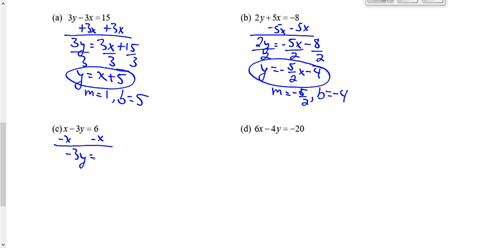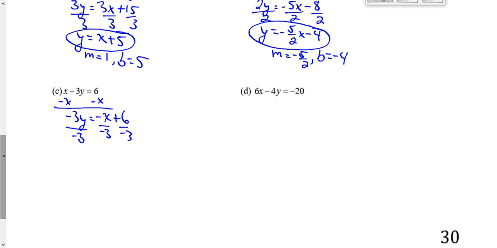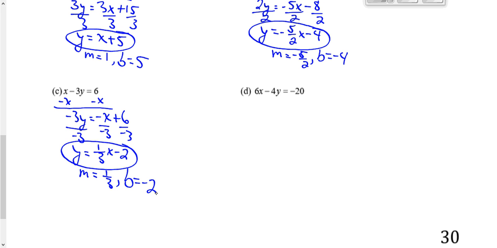3y equals what? Negative x plus 6, right? And now what do we do? Divide by negative 3. Leaving us with what? Y equals, no, it's going to be positive what? Minus 2. Okay, what's the slope? 1/3. What's the y-intercept? Negative 2. And now you can graph it real easily, right?